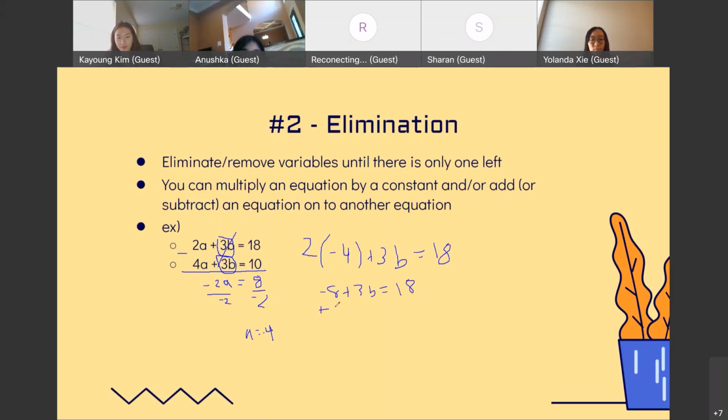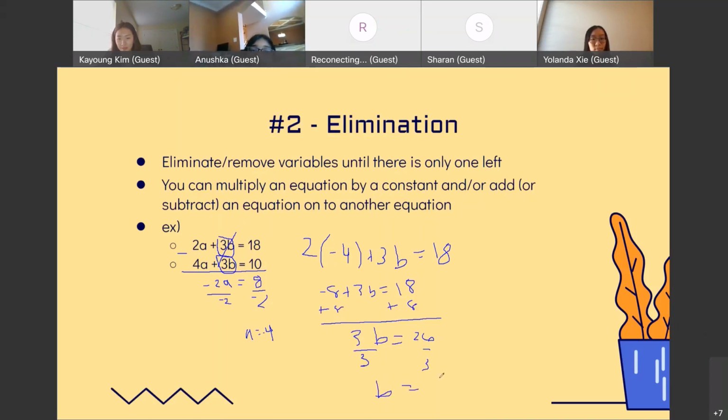Add 8 to both sides. 3b equals 26. I think I'm doing this right. Divide by 3. Oops. B is 26 over 3. So my answer would be -4, 26 over 3.